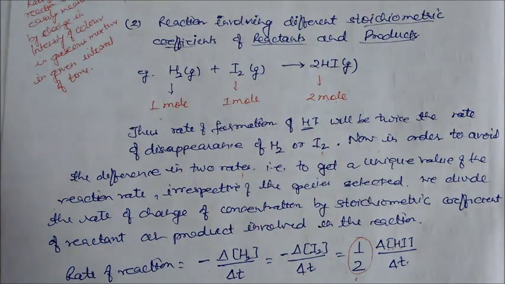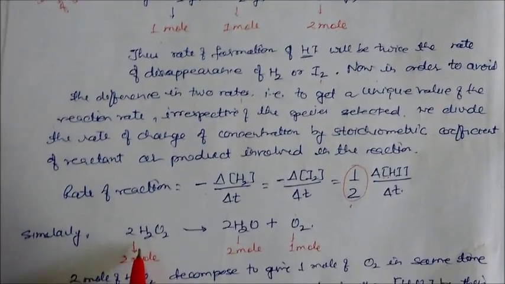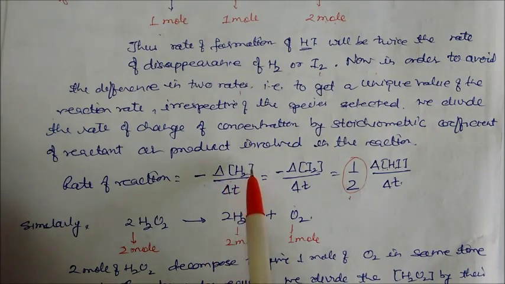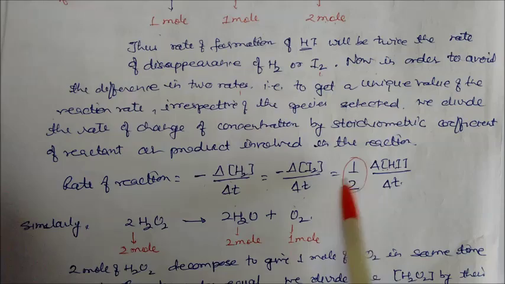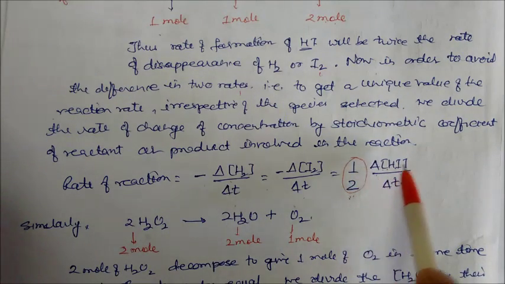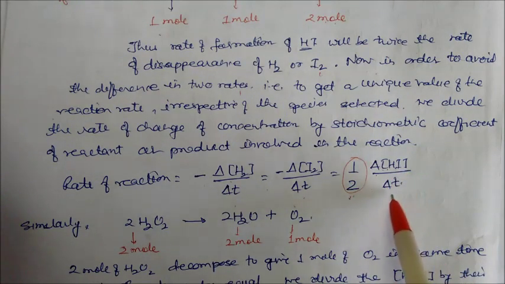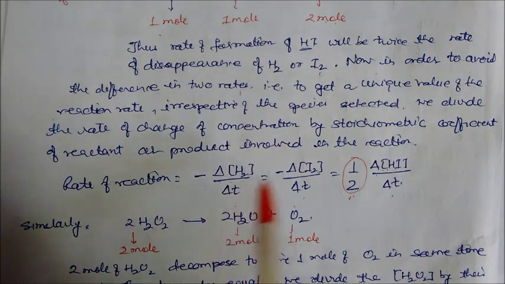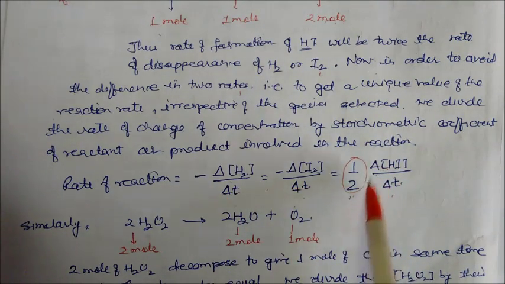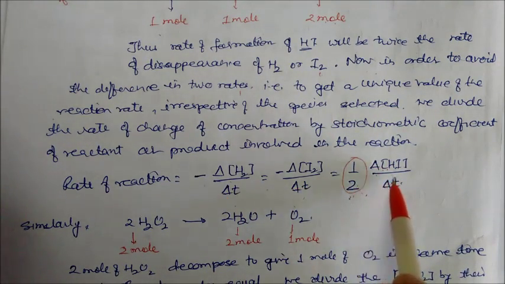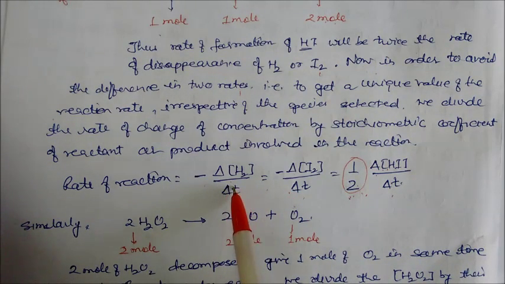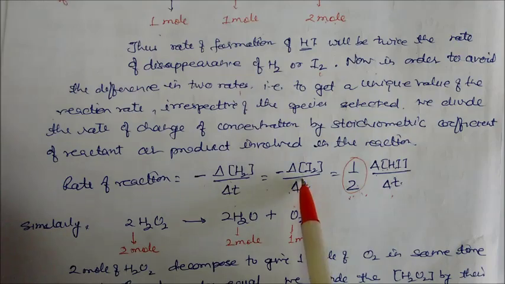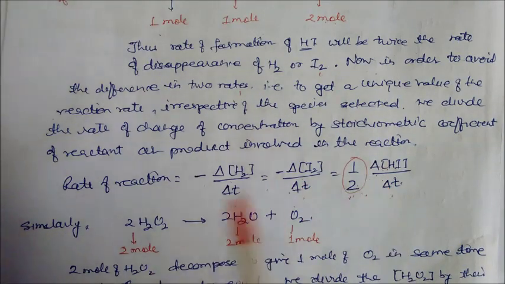In order to make it equal to the other rates, we have to divide this rate by 2. So we can write the rate of reaction equals minus delta H2 by delta t, equals minus delta I2 by delta t, equals 1 by 2 into delta HI by delta t. This is also 1 mole, this is also 1 mole, and if you divide by t, this also becomes per mole. So it is per mole disappearance of reactant, per mole disappearance of reactant, and per mole appearance of product.